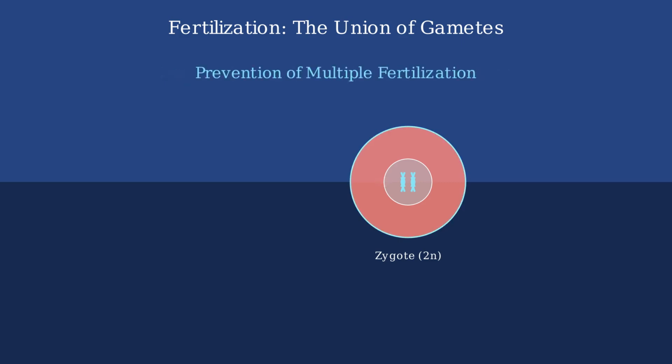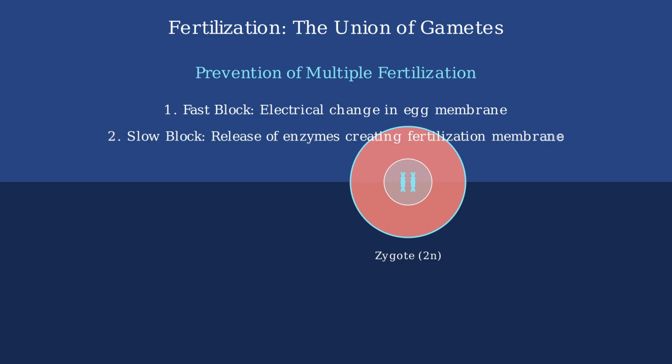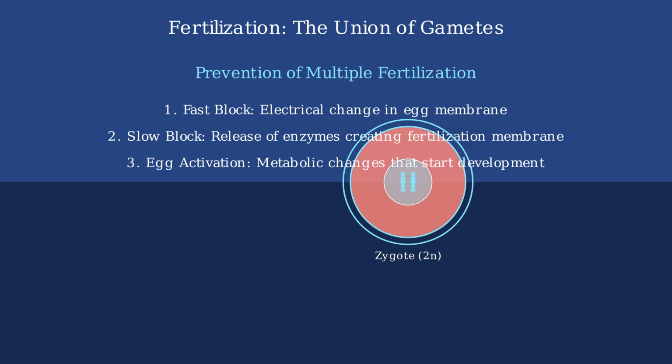The egg has mechanisms to prevent multiple sperm from fertilizing it, a condition called polyspermy. The first defense is the fast block, an immediate electrical change in the egg's membrane that happens within seconds of the first sperm entry. The second defense is the slow block. Cortical granules inside the egg release enzymes that modify the egg's outer layer, creating a hardened fertilization membrane. Finally, egg activation triggers metabolic changes that start embryonic development, making the egg unreceptive to additional sperm.